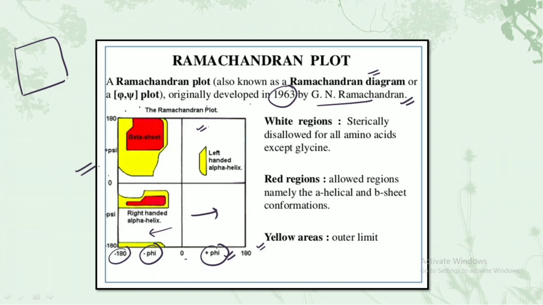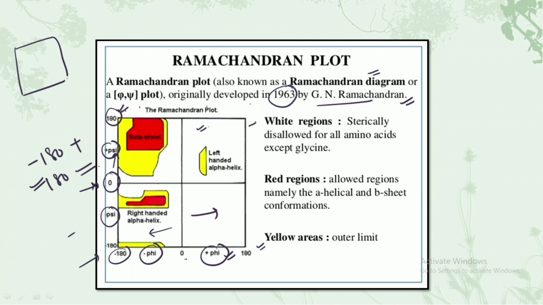On the y axis also the central portion is taken as 0, and in the upward direction we have plus psi, going up to 180, and in the downward direction it is minus psi, going up to minus 180. So we have the range for phi and psi from minus 180 to plus 180. This is the range for the angles. You do not have to remember the angles as such. All you have to remember is which particular amino acids are found in which regions.